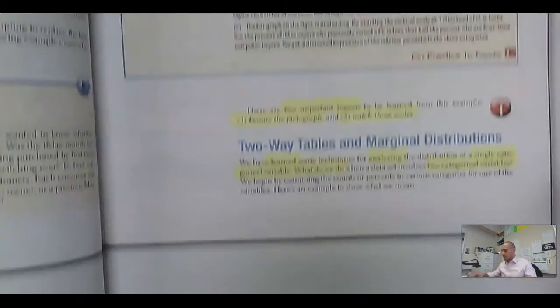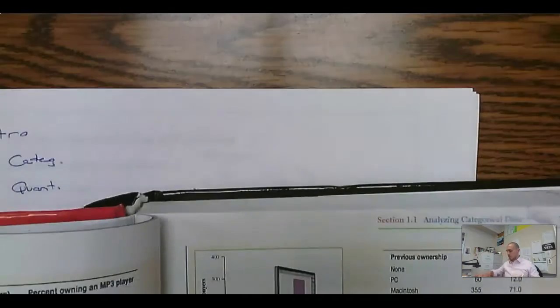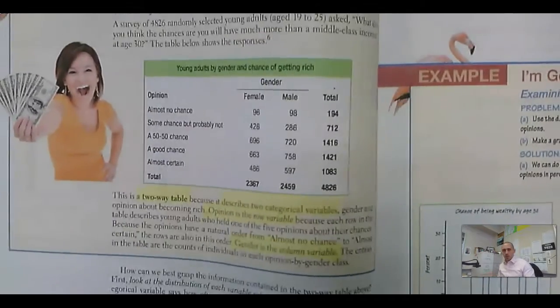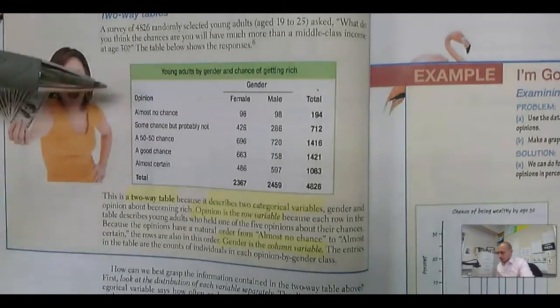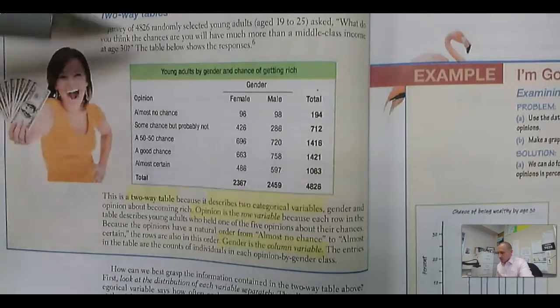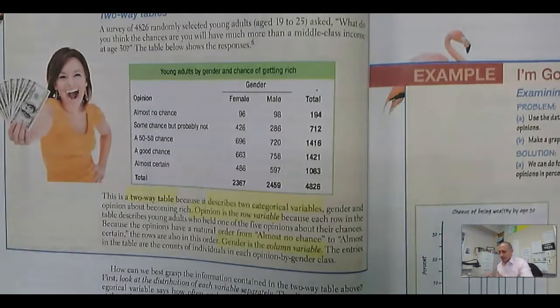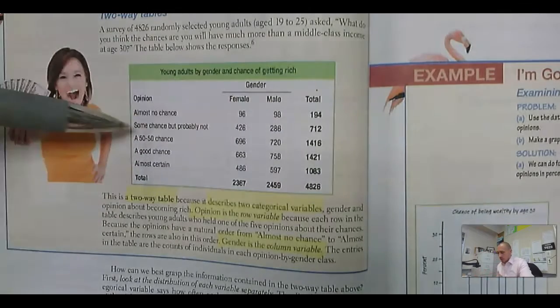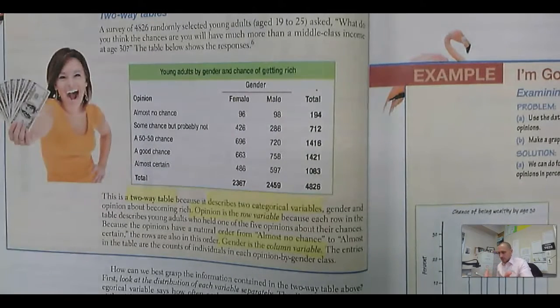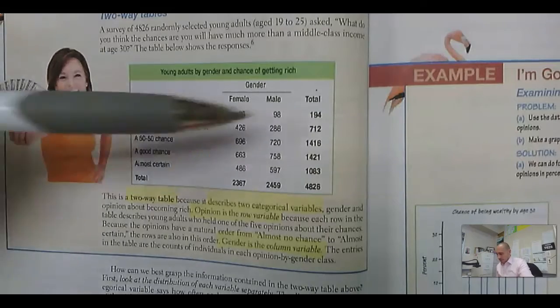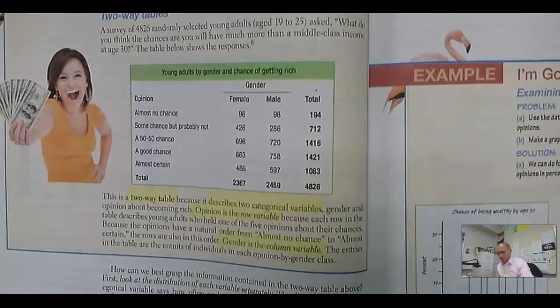Okay. Then we moved into two-way tables and marginal distributions. So two-way tables show you the relationship between two categorical variables, in this case, gender and opinion about the likelihood that they're going to get rich. Okay, so that's what a two-way table will display.